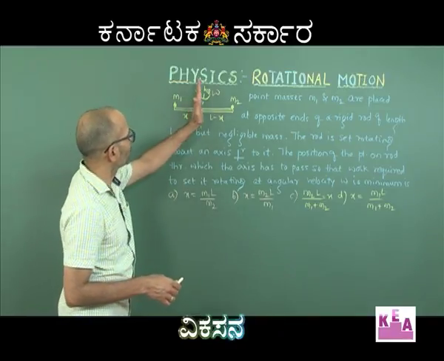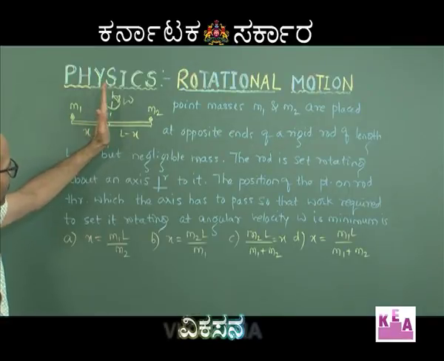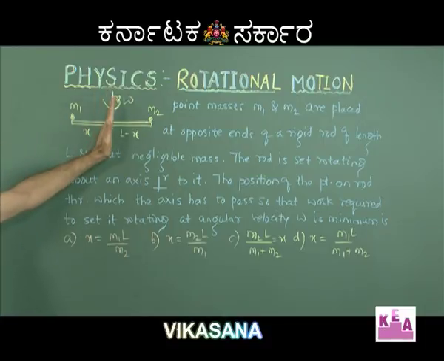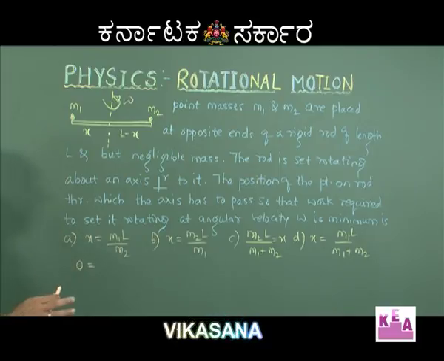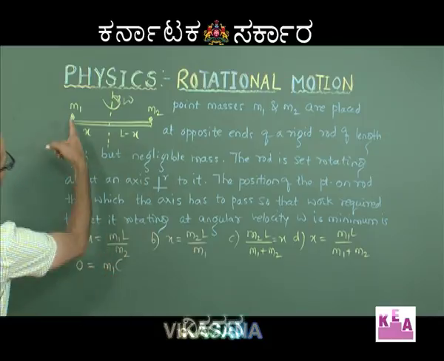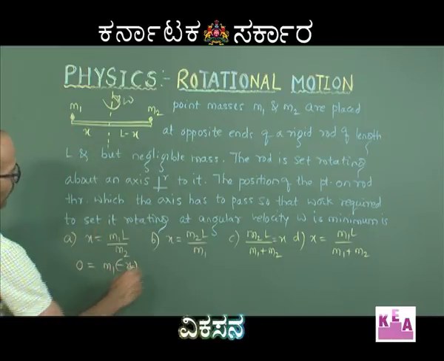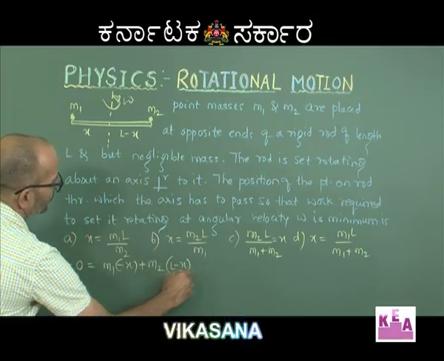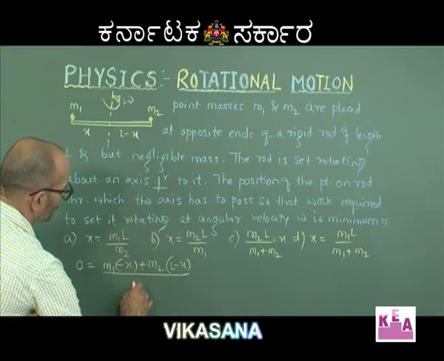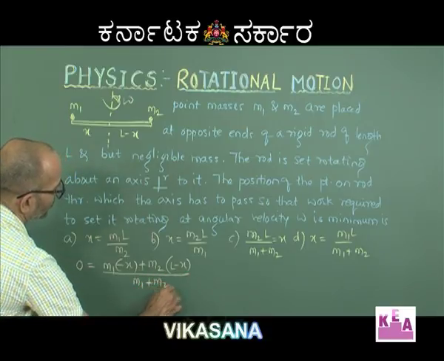So, if you imagine this axis to be already taken passing through the center of mass, I will write the x coordinate of the center of mass to be 0 and use the formula (m1 x1 + m2 x2) divided by (m1 + m2). So 0 is equal to m1 x1, where m1 is m1 and instead of x1 I am writing minus x, plus m2 x2, where m2 is m2 only and x2 is L minus x, divided by m1 plus m2.